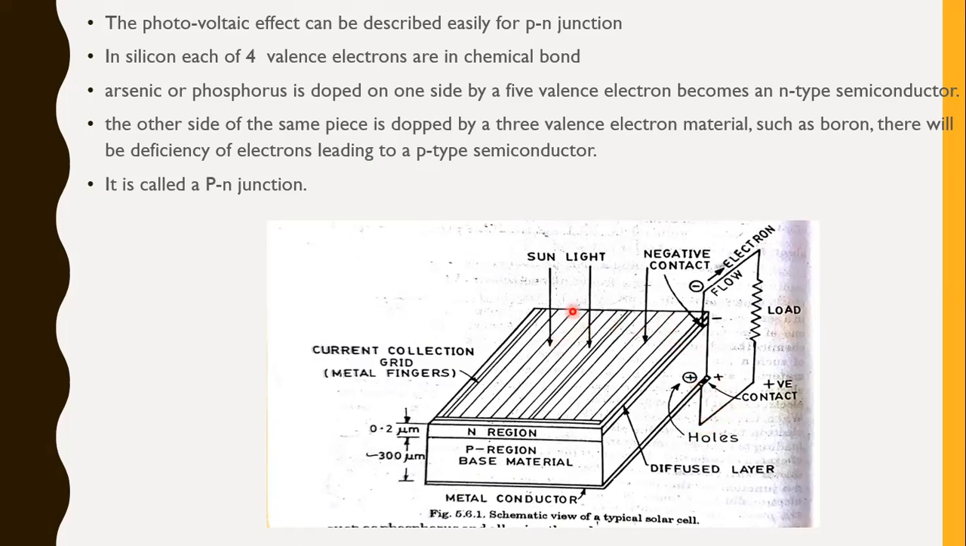So the back is completely covered by a metallic contact. The back of the photovoltaic cell is covered by a metallic contact, the back metal conductor, to remove the charges to the electric load.